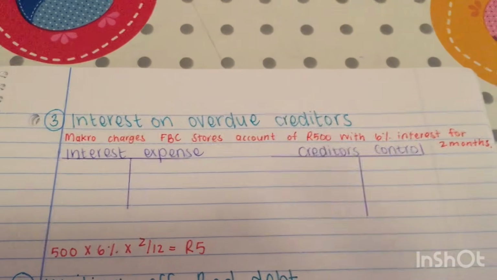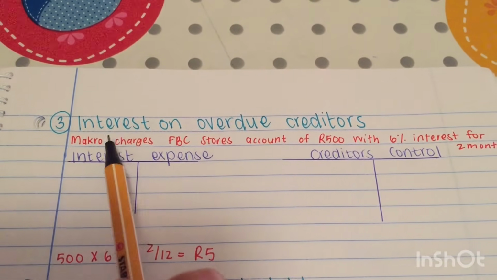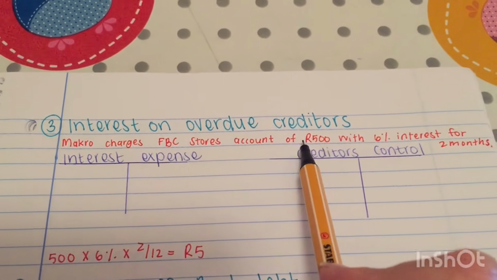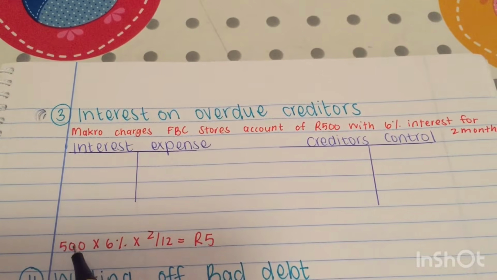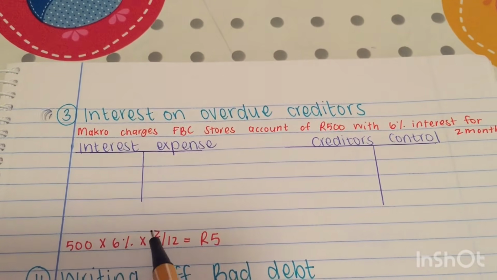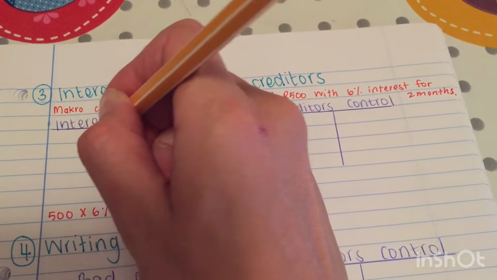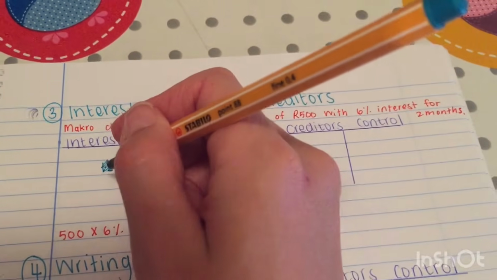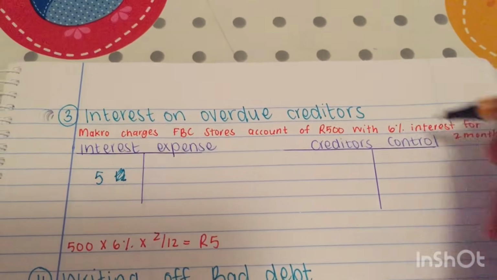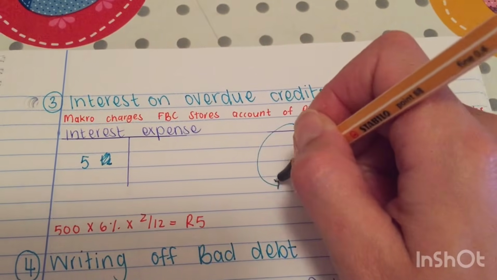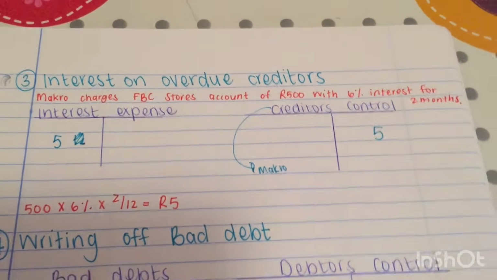Okay, so the next transaction is very similar, but now it's our creditor that charges our account. So it says there that Macro charges FBC stores our account of 500 Rand with 6% interest for 2 months. So here's my calculation again. 500 Rand times 6% times 2 over 12 gives me 5 Rand. So interest expense will then be 5 Rand, okay?